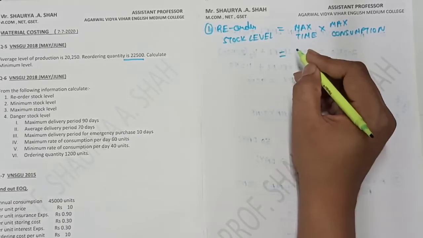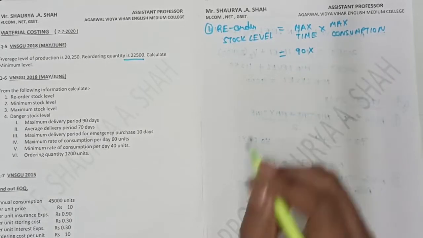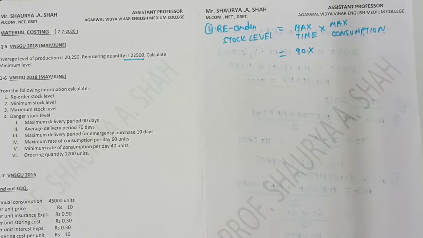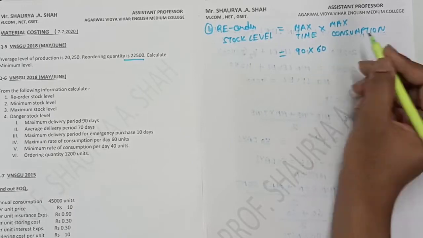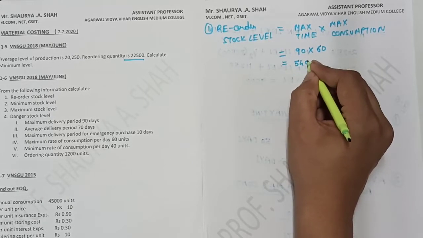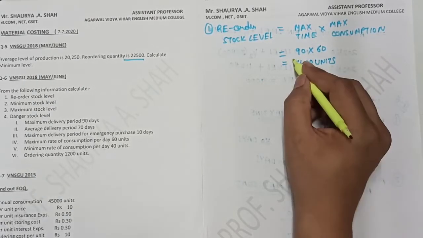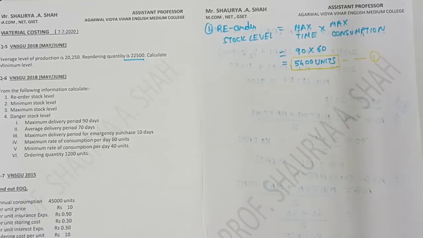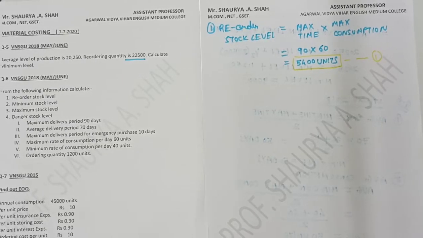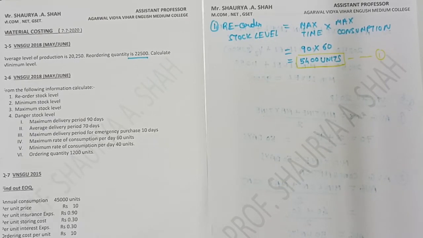What is the maximum time, students? Maximum time is your 90 days. Maximum consumption given in the sum is your 60 units. So I'll get the answer of 5400 units. What is this, students? This is my reorder stock level. The answer of the first thing which they have asked in your exam. Reorder stock level. So what does it mean? At the level of 5400 units, I need to make a reorder for the stock which is existing in the business, right? I suppose it is clear to each and everyone.